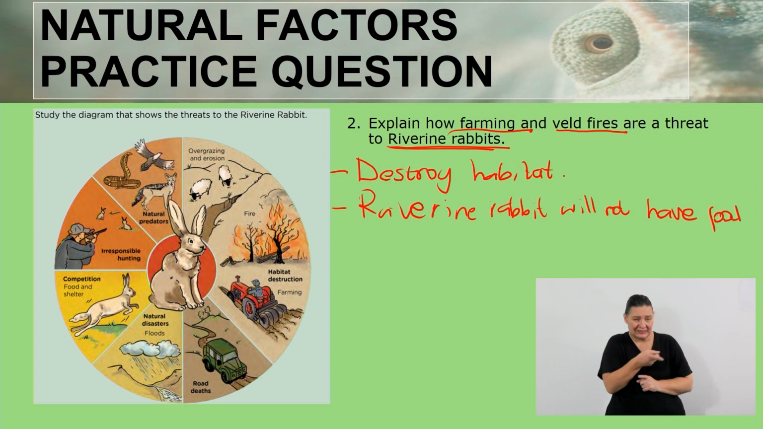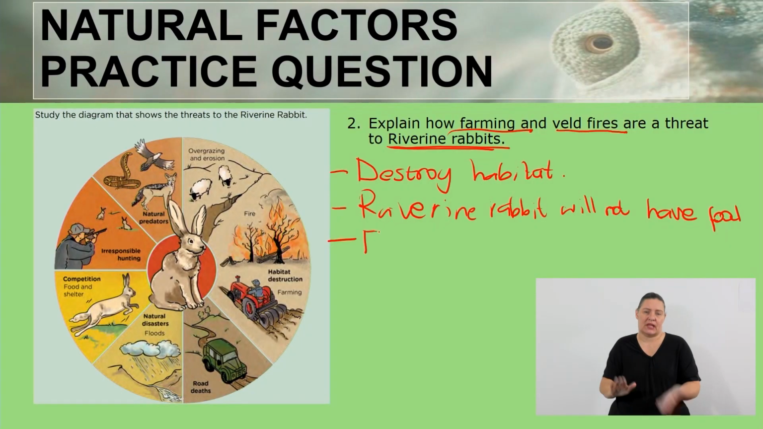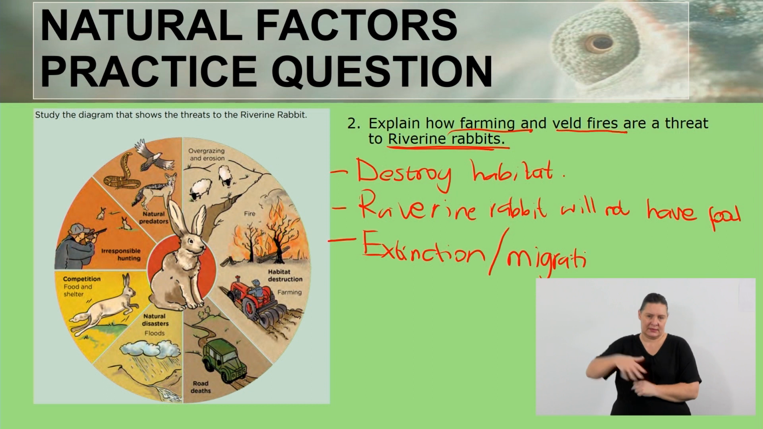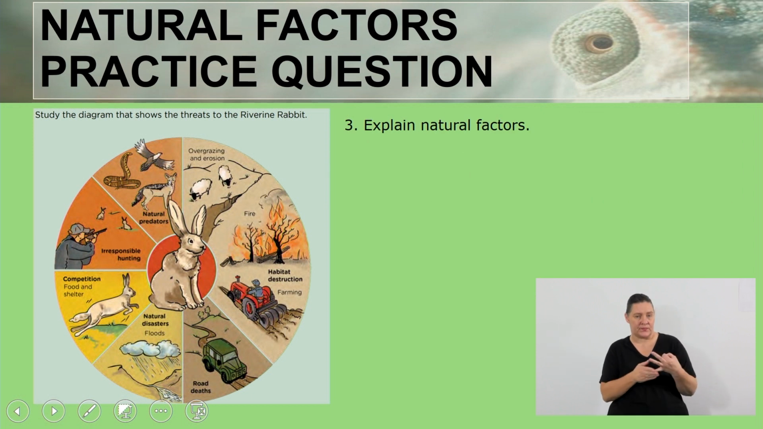food, because if their habitat is destroyed, that means the plants that they feed on are also destroyed, which then means that they have no food to feed, and that could lead to their extinction or migration. Right, so that is what will happen when we have farming and field fires in this ecosystem. Now we are going to move on to the third one.